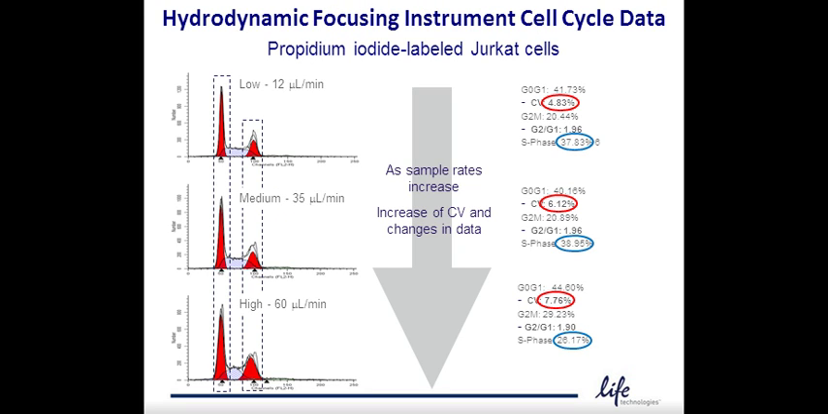So here I'm showing an example of alcohol-fixed Jurkat T cells labeled with propidium iodide staining solution containing RNase. On the left, you can visually see that an increase in sample rate leads to an associated decrease in data quality as measured by the percent CV. In addition, you can also see there is a significant change in the percentage of cells measured to be in the S phase of the cell cycle. For this reason, instruments using traditional hydrodynamic focusing produce their best cell cycle data only at the lowest flow rate.